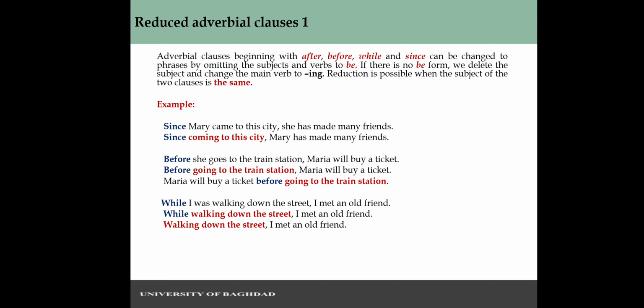And we have a verb to be was. In this case, we are going to delete this auxiliary was. While walking down the street, we deleted I and was. I met an old friend. So you see how reduction works here. I can also say, walking down the street, I met an old friend. I can remove the conjunction from the modifying phrase, but not from the clause. Pay attention to this. I can say, walking down the street, I met an old friend.